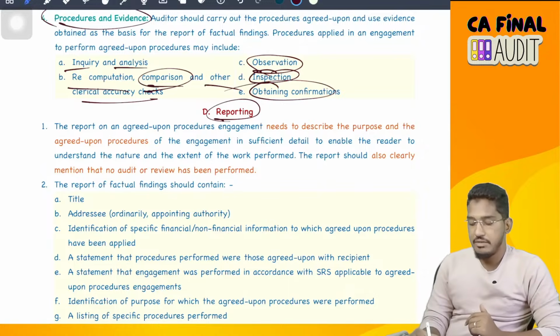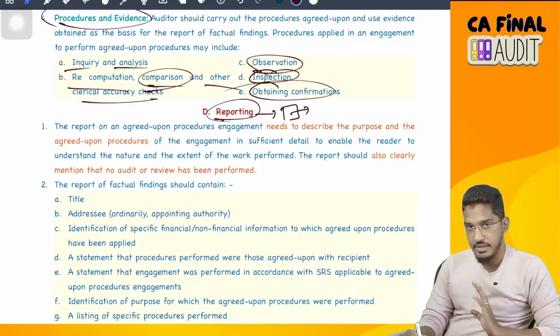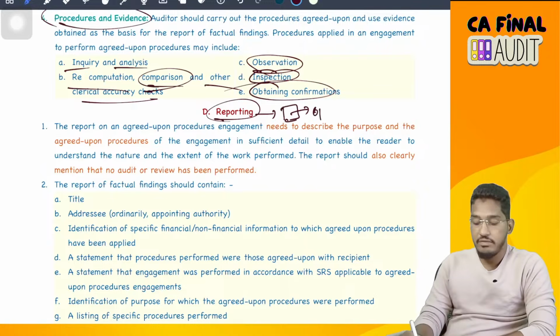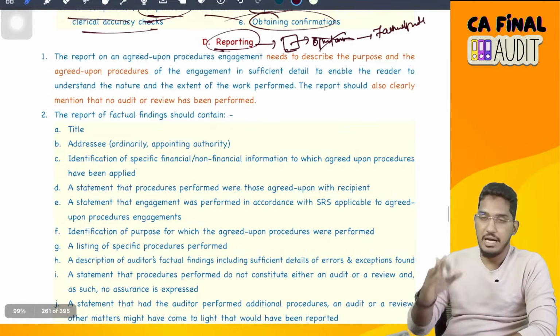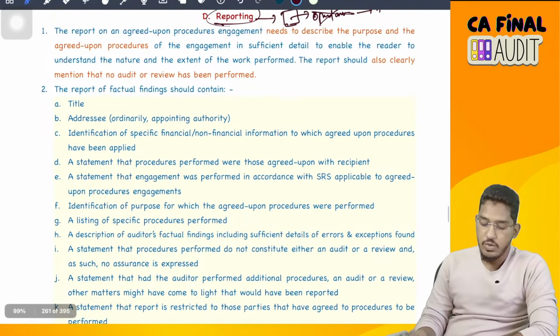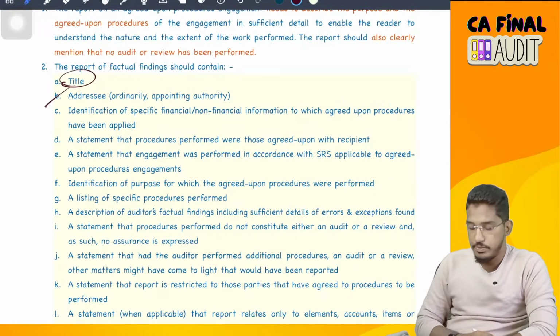As I have told, regarding reporting, one point we have to be very clear. In the final report whatever we give, we will not give any kind of opinion or any kind of assurance. Simply we will report on factual findings. But that report also should have one structure, one format. So the format for reporting is: there should be a proper title, there should be an addressee.